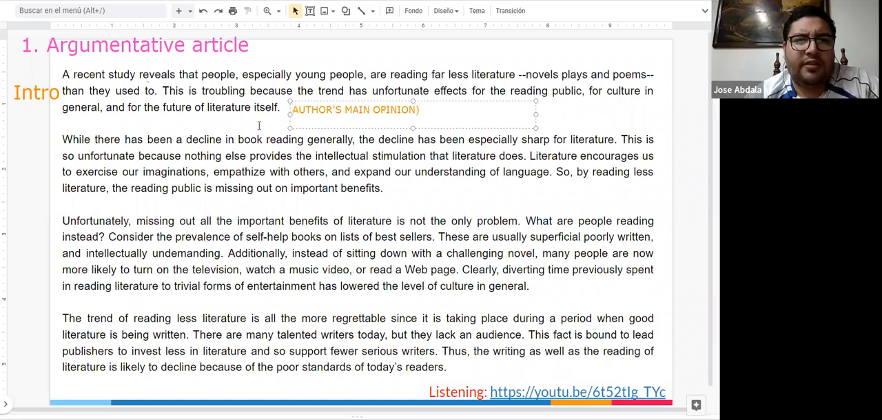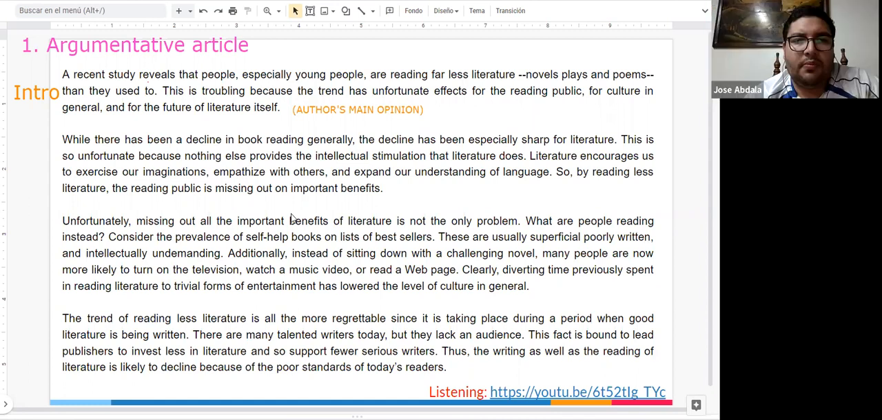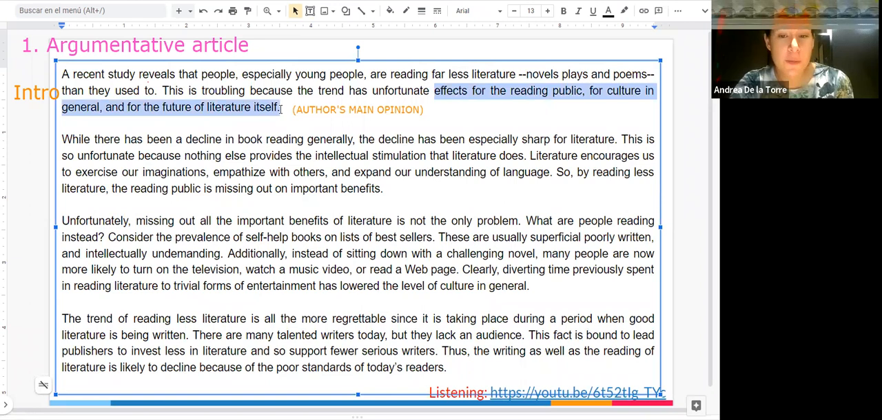I think it's the effect for the reading public. Okay. Come again. It is what? The effects for the reading public and the culture and the future of the literature. Okay, so his opinion or her opinion is the effects. You sure? He has an opinion about the effects, right? So what does he think the effects of this trend is?